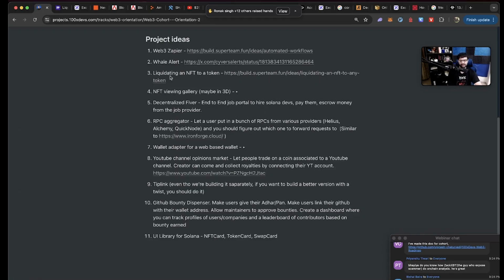This is this specific second idea that I sort of ignored in between. NFT viewing gallery is fine. Easy. Wallet adapter for a web-based wallet. So this is something I'm personally interested in and heavily interested in because I don't know how this works.